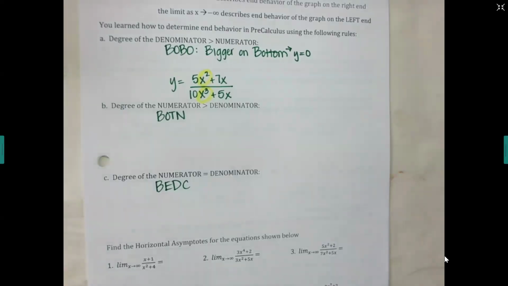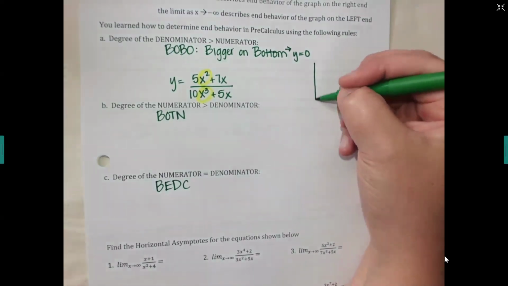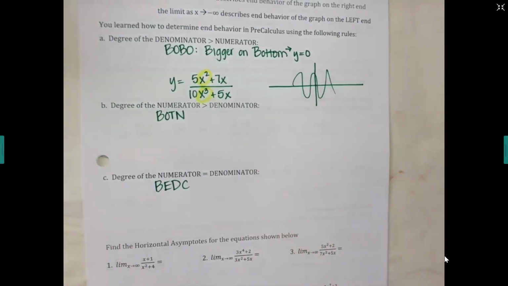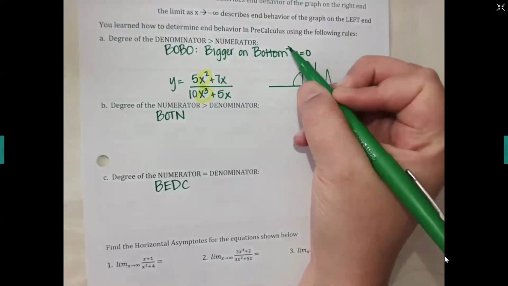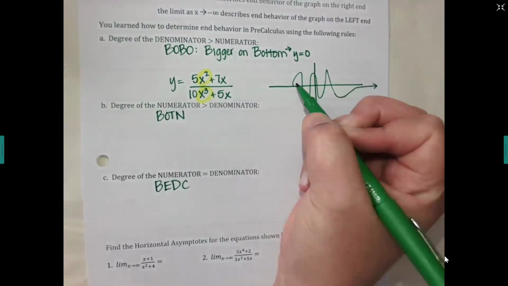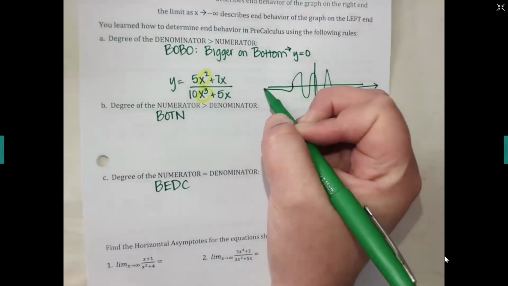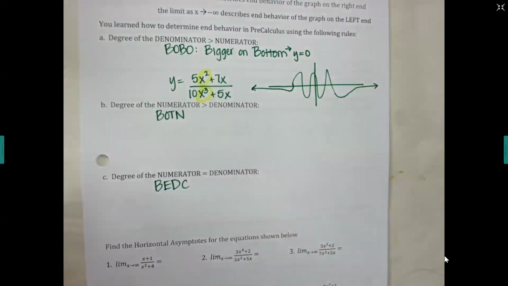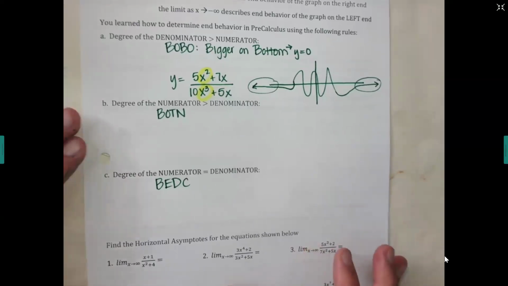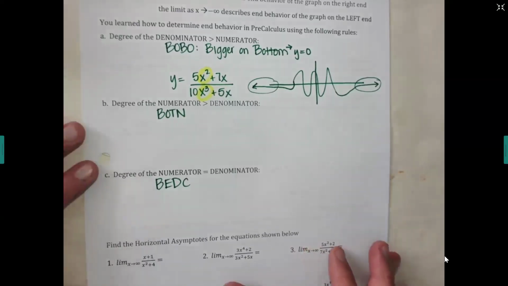So we're going to do a sample graph, but remember, horizontal asymptotes don't tell you what happens in the middle. They only tell you what happens at the ends. So in the middle, I'm just going to do a crazy graph. We don't know what happens in the middle, but we know the ends need to curve off to 0. So that would be here. And then we'll make this one go here. But at the ends of the graph, if it's bigger on bottom, the ends approach 0.